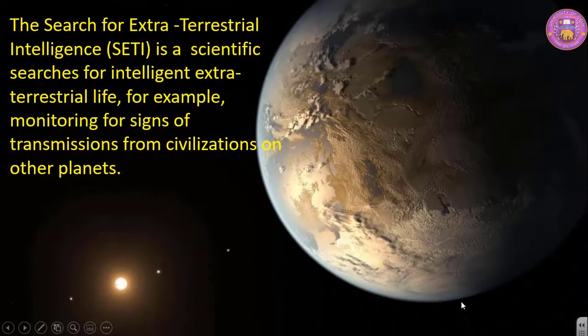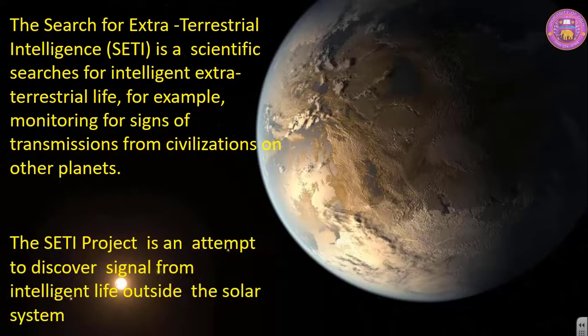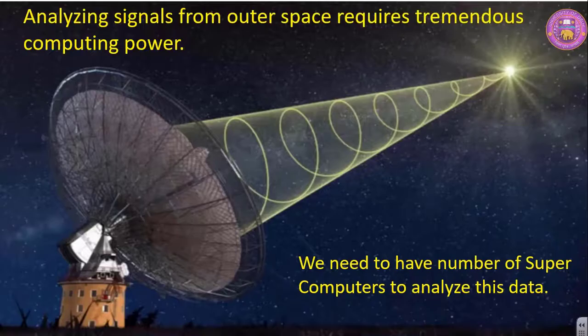Let us take up an example of grid computing. The search for extraterrestrial intelligence, SETI, is a scientific search for intelligent extraterrestrial life, for example, monitoring for signs of transmissions from civilizations on other planets. The SETI project is an attempt to discover signals from intelligent life outside the solar system. It analyzes signals from outer space, which requires tremendous computing power. We need to have a number of supercomputers to analyze this data.